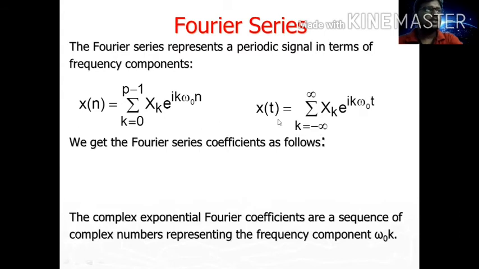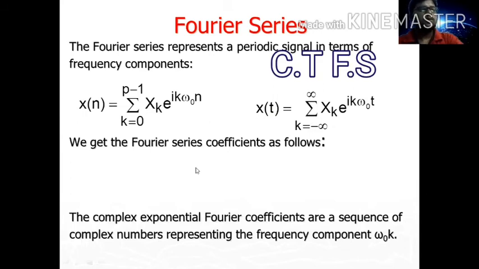This is the Fourier series representation for periodic signals. Fourier series can be represented in two types: one is the continuous time Fourier series representation and the other is the discrete time Fourier series representation. The first one represents continuous time, and the second represents discrete time. Here x of t is equal to the summation from k equal to minus infinity to infinity of X_k e to the power of j k omega naught t. So this is the difference between continuous time and discrete time.